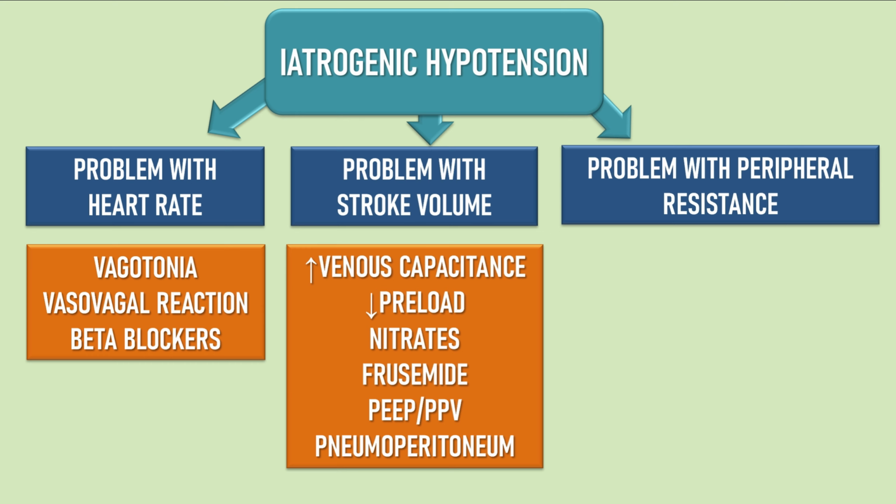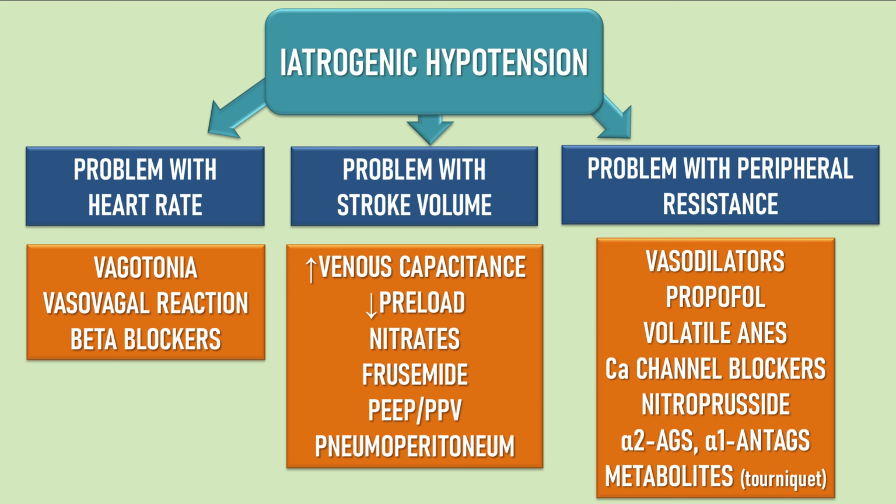Positive pressure ventilation, in particular high levels of PEEP, reduce venous return. And of course, if the patient is in the operating room and they're having laparoscopic surgery, the increase in intra-abdominal pressure caused by CO2 pneumoperitoneum may well reduce venous return. The third cause of iatrogenic hypotension is a problem with peripheral resistance, and this is usually caused by the administration of drugs that directly vasodilate the patient.